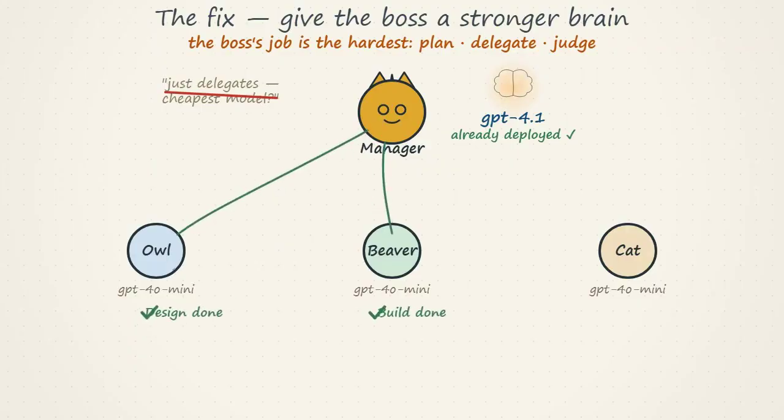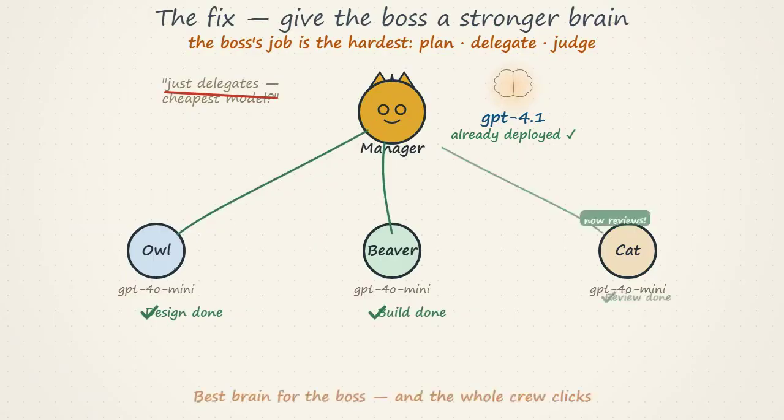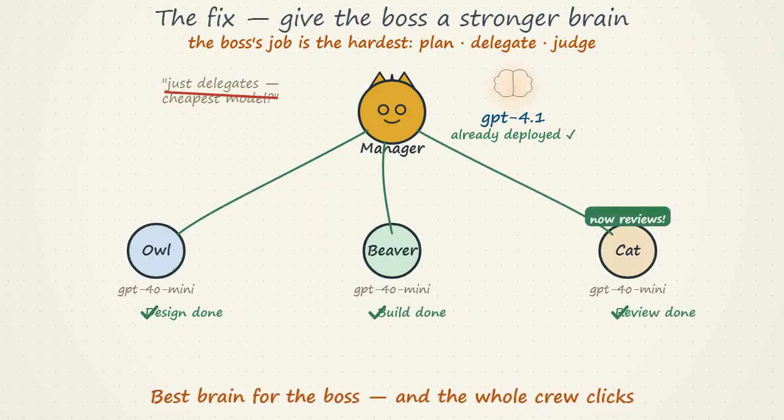Now, watch the difference. Design to the owl, done. Build to the beaver, done. And this time, review goes cleanly to the cat, who actually reviews the code, confirms the edge cases, and signs off. No loop, no maximum iterations. The whole crew finally working as one.